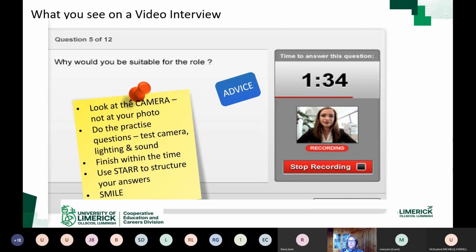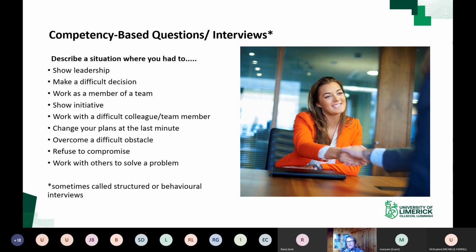Finish within time, and use the STAR structure and smile, because it's interesting that there are algorithms being used in preparing these, and so facial expressions are being monitored. So definitely engage and smile as you would in a face-to-face interview. So, the STAR technique that I talked about.